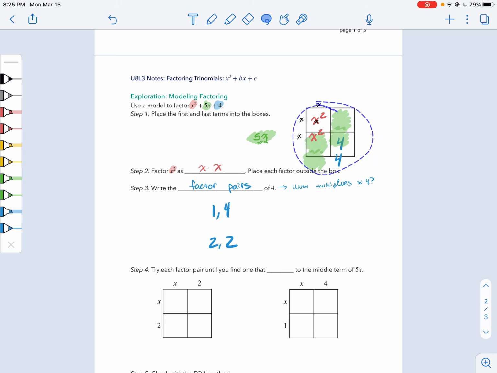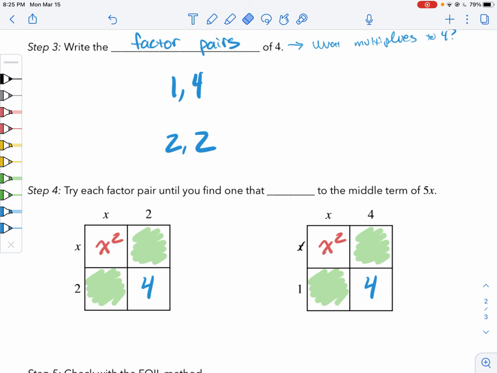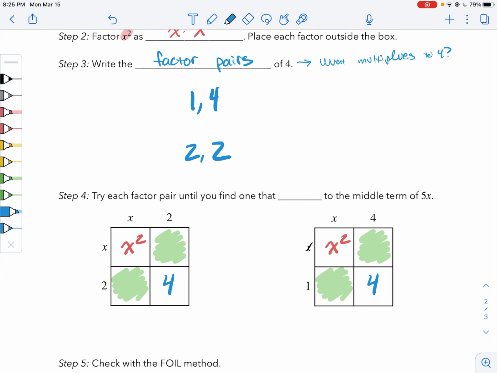So let's bring these guys down here. We've already got x and x. We need to figure out which of these ones works. So we take our factor pairs and we put them along the side. On the first one I've got 2 and 2, sweet. And on this one I've got 1 and 4, or 4 and 1. Now we need to just complete our model until we find one that adds up to our middle term, in this case, 5x.